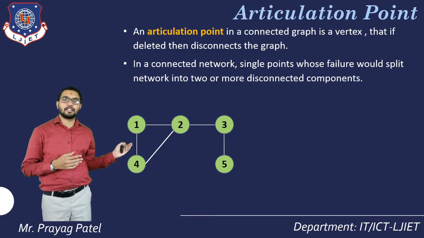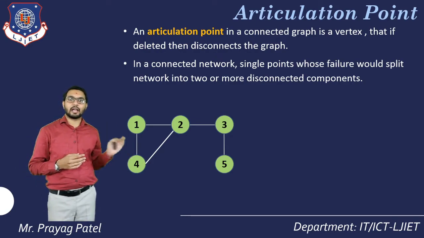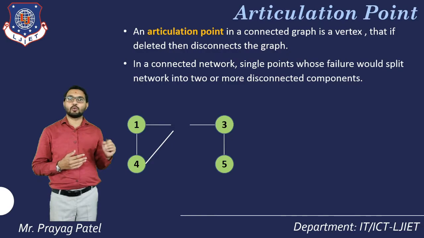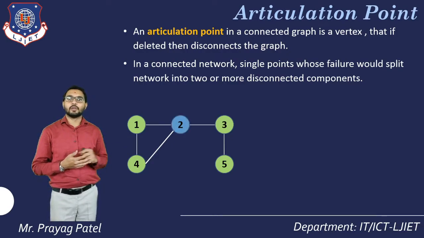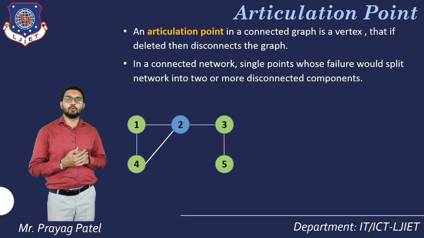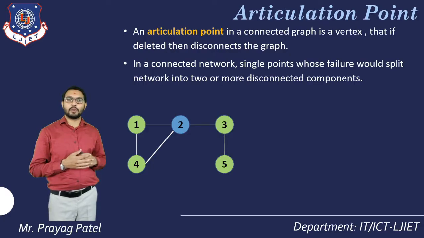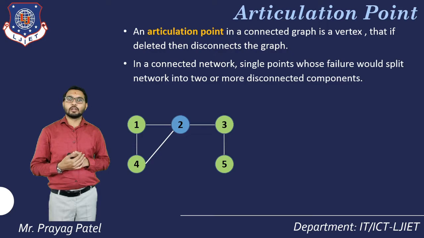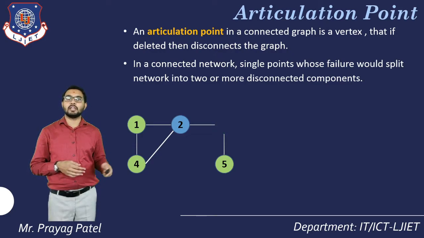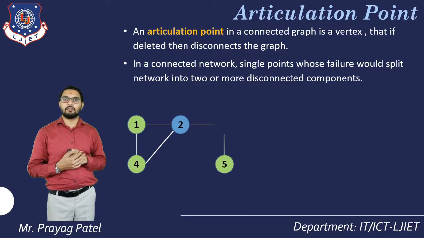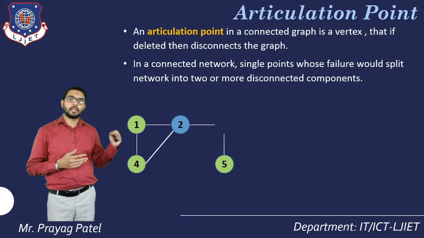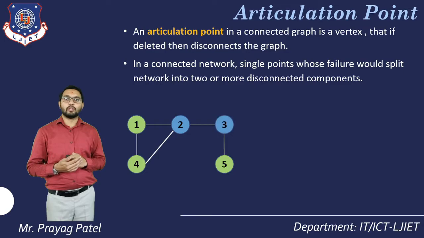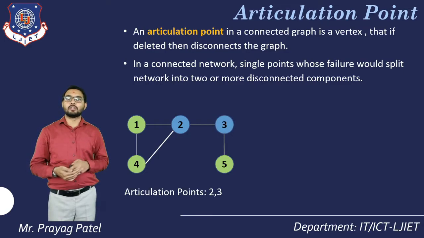For example, consider this graph. In this graph, consider node 2 as an articulation point, because if we remove node 2, then the graph is divided into two parts. The first is 1 and 4, and the second is 3 and 5. Also consider node 3 as an articulation point in this graph. See here, if we remove 3, then 1, 2, 4 form the first part and 5 is the second part. So here node 2 and node 3 are considered articulation points.